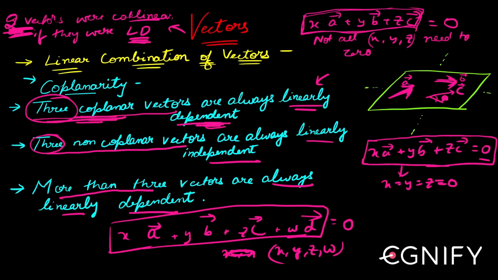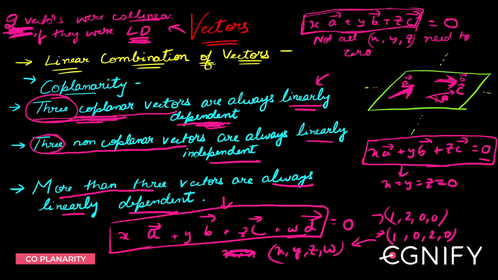So obviously if all of them are 0, the expression will be 0. But I can even have a non-zero combination, something like 1, 2, 0, 0 or 1, 0, 2, 0, something like that. I can have a non-zero set of combination of x, y, z, w which can make this expression 0. That is when I'll call them linearly dependent, right? So what you have to understand is, if you have more than three vectors, then they are linearly dependent. There's one more property that I wanted to mention, so let me make some space for that.